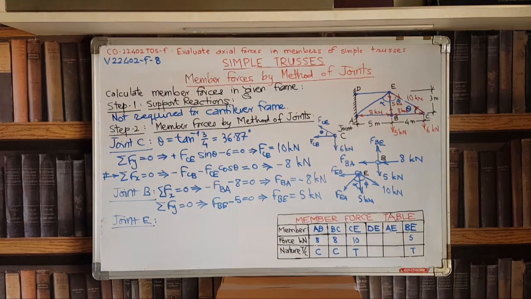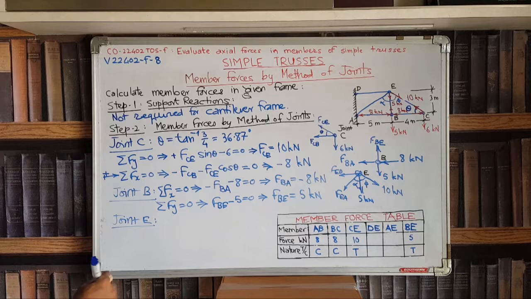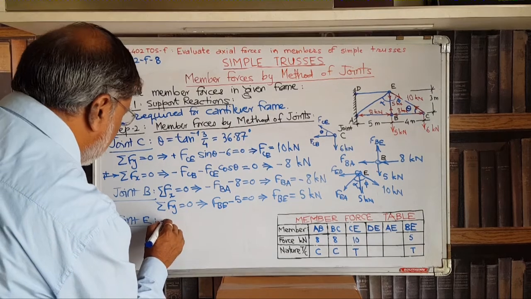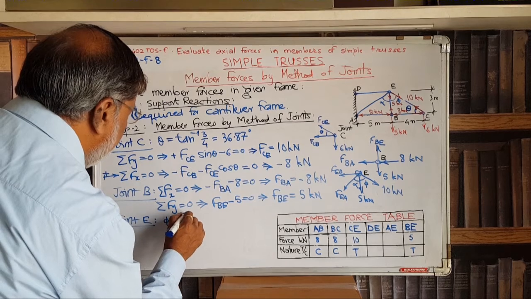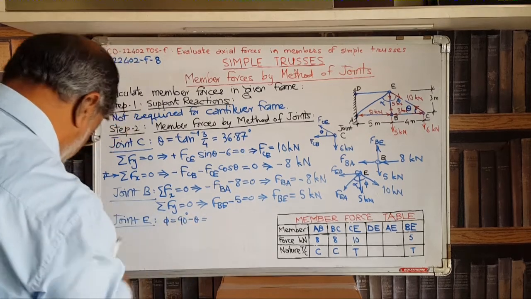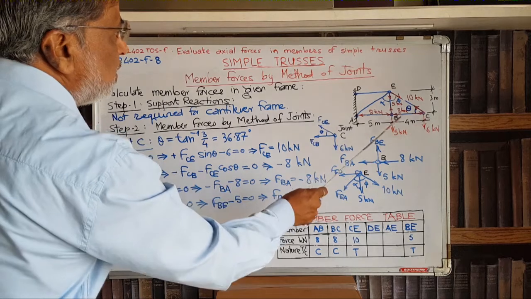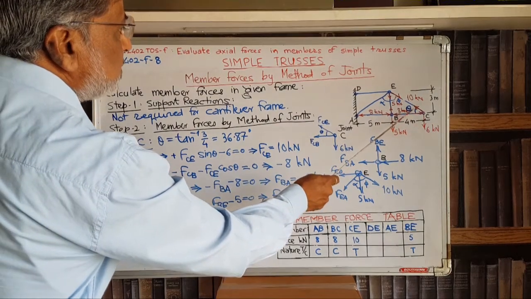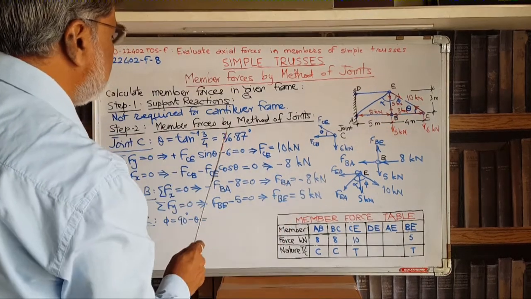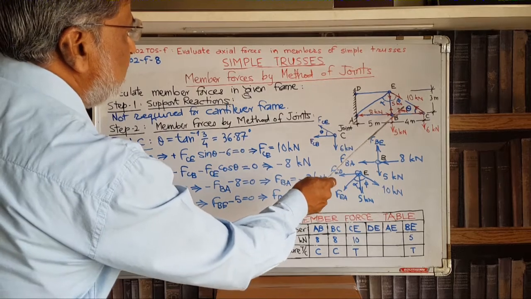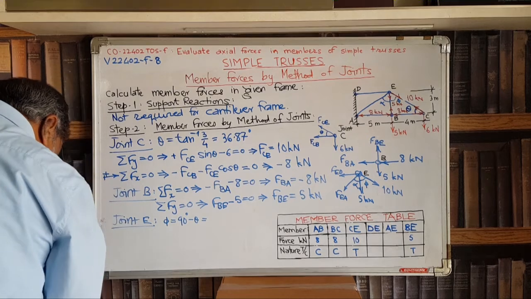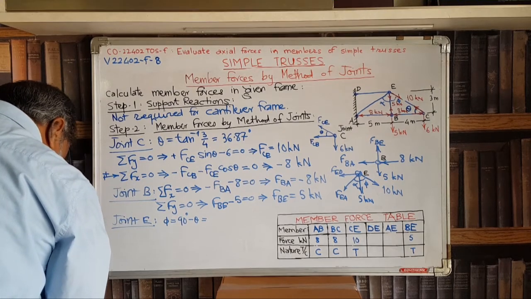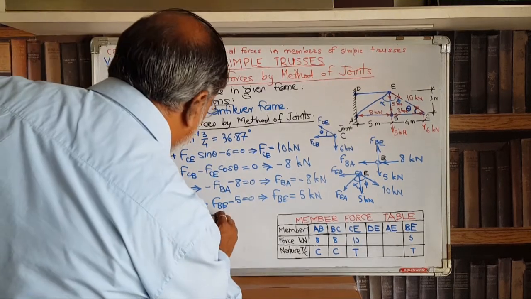So let us first calculate these angles. If you look at this, for the angle phi, you can say that it is 90 degrees minus theta. If you look at this right angle triangle, this theta is calculated as 36.87. So this angle will be 90 minus theta. So this angle we will get as 53.13 degrees.